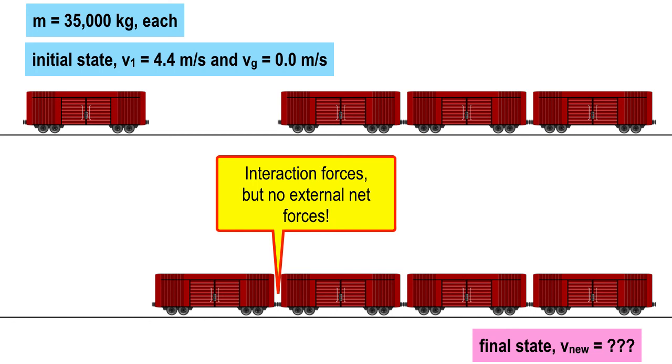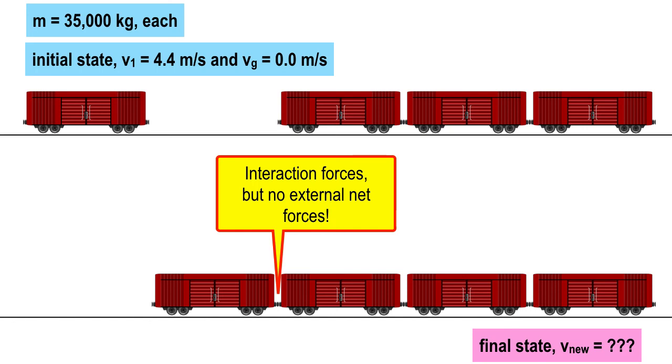If you think about it, the car on the left, the one that's moving, is going to slow down. It's going to be slowed down by the string of three boxcars. By the same token, those three boxcars are going to start moving to the right, so they're going to speed up a little bit. So there's a little bit of delta V going on here. Because of that, we're going to try to use momentum to figure out the final state. I'm going to call it V nu, the final velocity, the new velocity of the group of four boxcars.